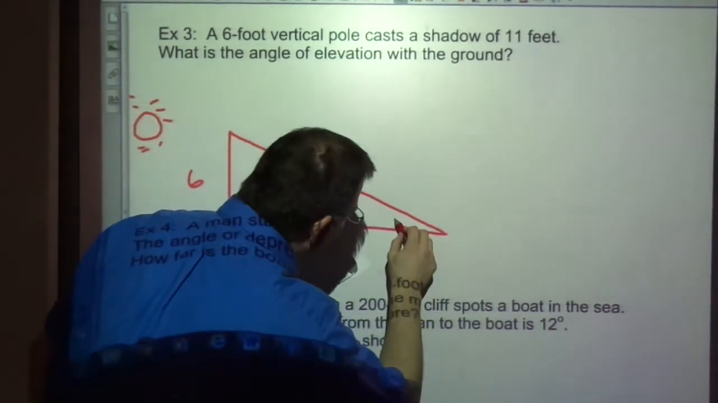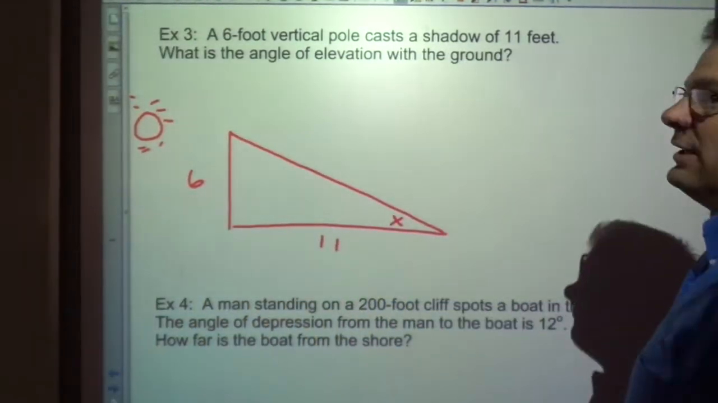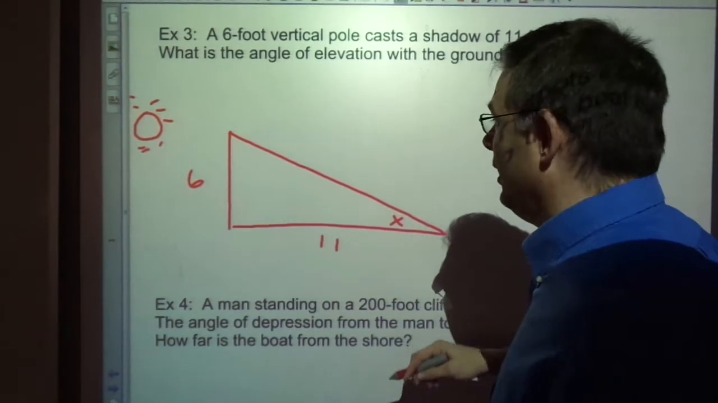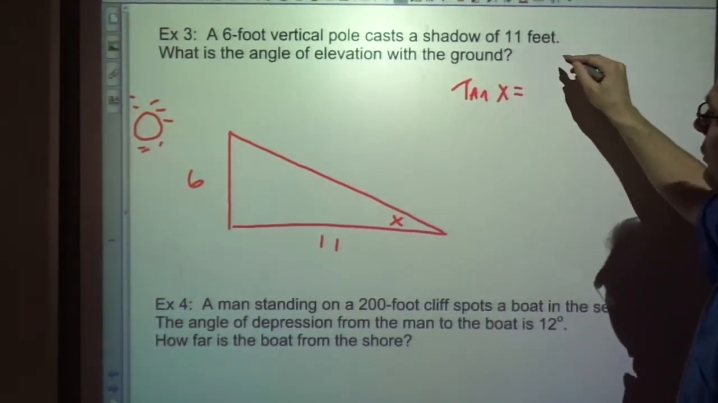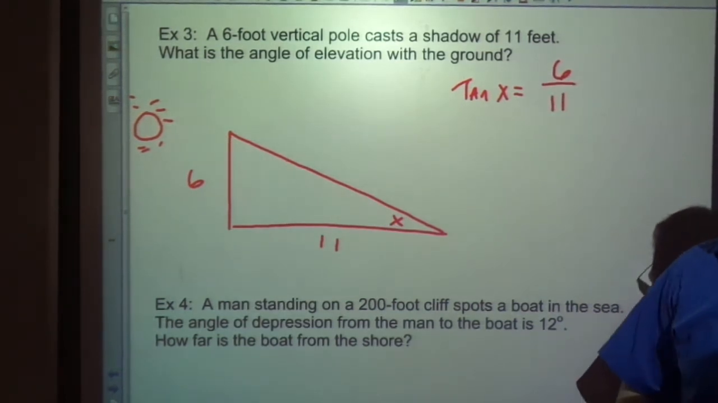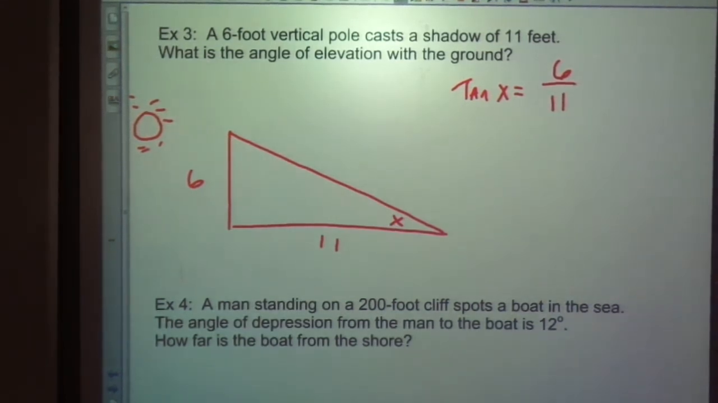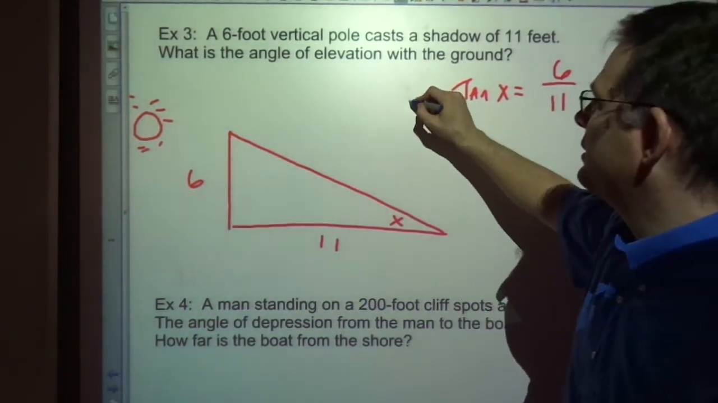Okay, so we're looking for x. What is the angle above the horizontal? Well, this is the opposite. This is the adjacent. Tangent again. We use tangent a lot. So tangent of something equals the opposite over adjacent. Now, if I know that the tangent of an angle is some number, then I can take the inverse tangent of both sides.